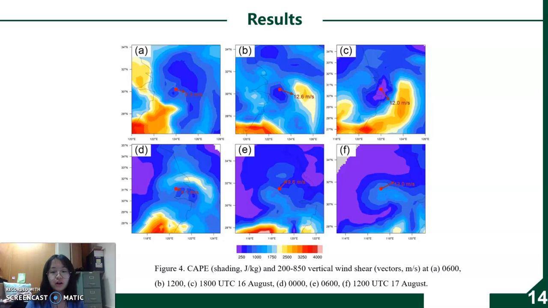However, this panel figure also shows that the vertical wind shear brought low CAPE to high CAPE area before landfalling, which was unfavorable for instability, but the environmental vertical wind shear brought high CAPE to low CAPE area after landfalling, which was favorable for the ascending motion.